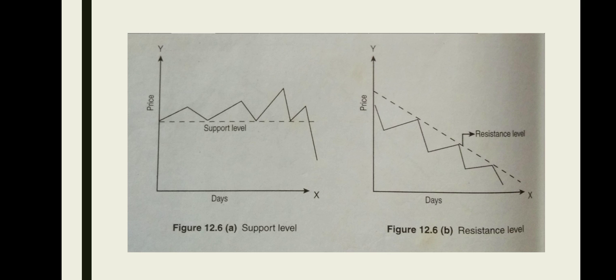Talking about resistance level, it is something that stops the price from rising further. It is also shown in the graph. It is a price point where the traders expect maximum supply of the stock. This resistance level is always above the current market price.